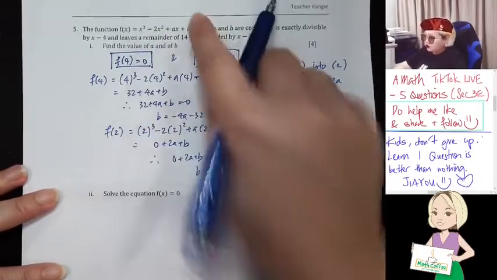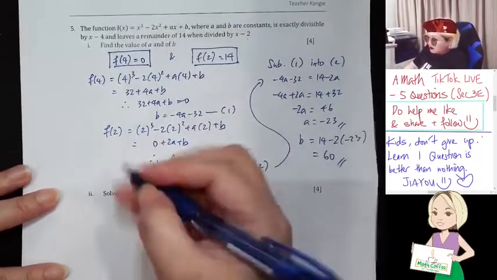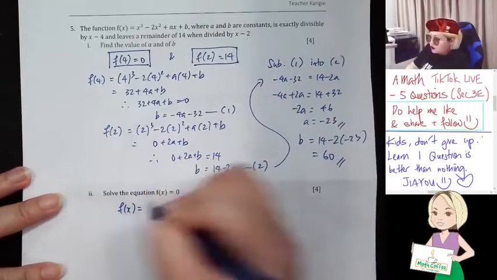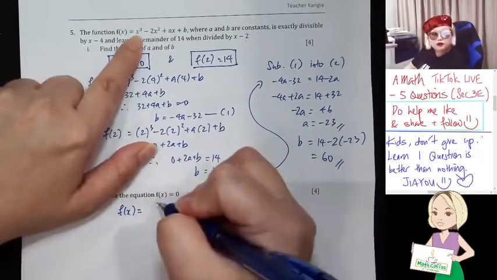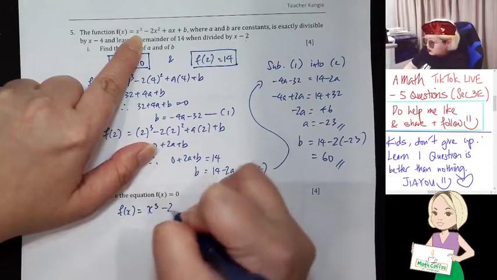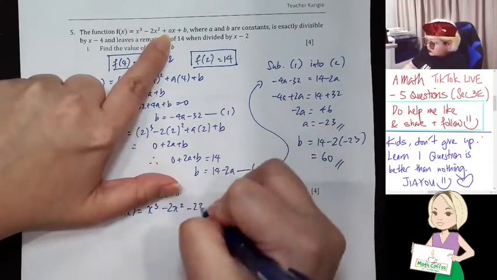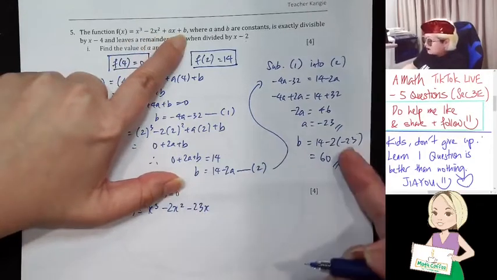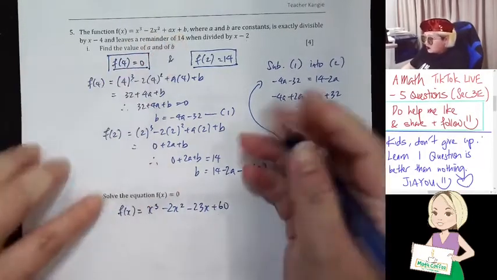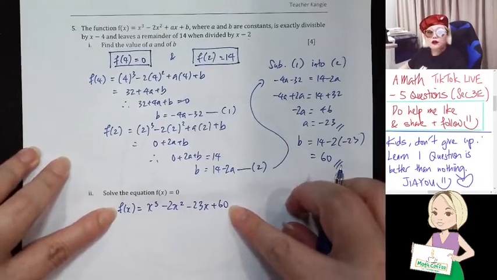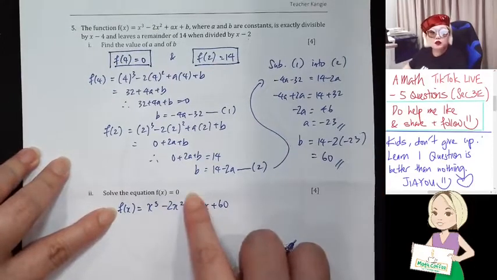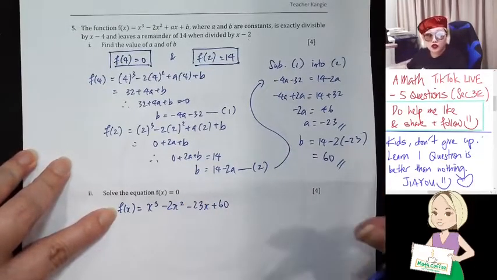So f(x) equals 0. Now I already have my a and my b. So now my f(x) will be equal to x cubed minus 2x squared. a is minus 23, so it becomes minus 23x. Plus b, my b is 60, so it's plus 60. So now this is my f(x). They want me to solve f(x) equals 0, which means they want me to solve a cubic equation.